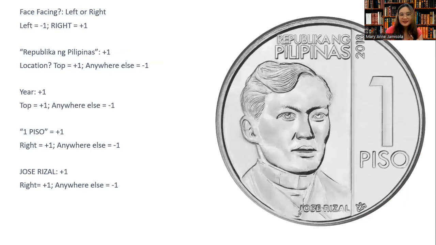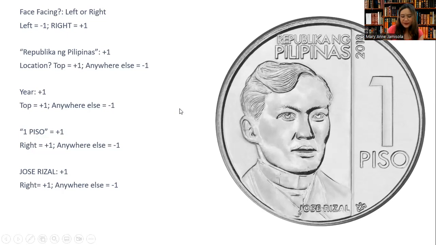So this is what a 1 peso coin looks like, right? Try to check whether you have drawn the correct details. Is the face of Jose Rizal facing left or right? You have these points, and did you include the words Republika ng Pilipinas? If you did include Republika ng Pilipinas, was it at the top side or anywhere else? And did you include a year beside it? And then the words 1 peso, okay? And then the name of Jose Rizal.